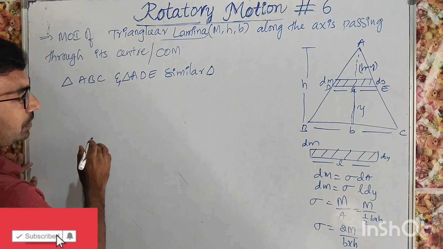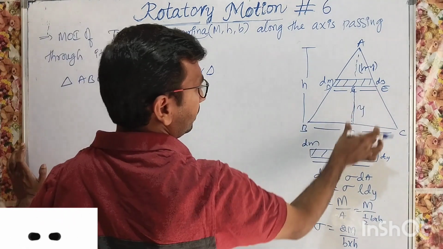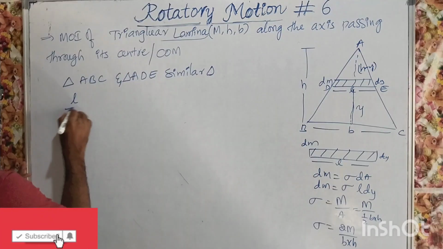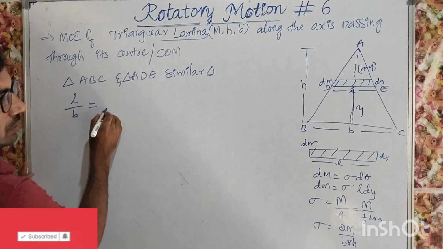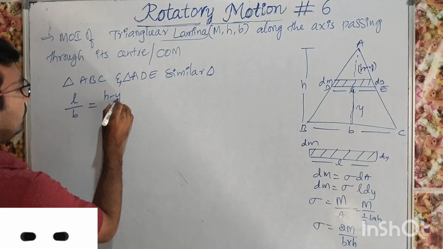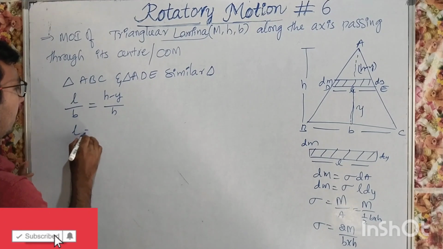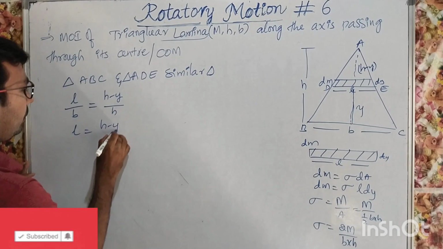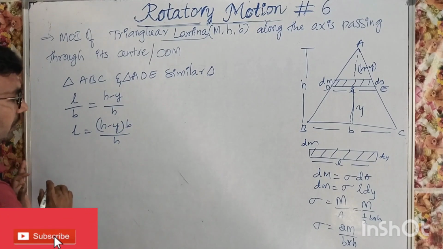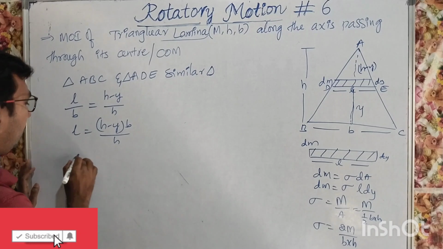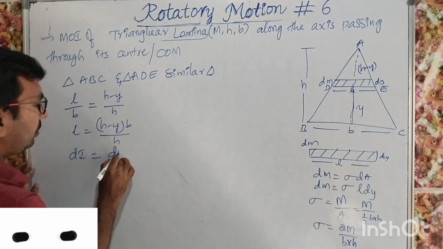Triangle ABC and triangle ADE are similar triangles. So from similar triangles we can write: length by base is equal to h minus y by h. So from that you can find L is equal to (h minus y) into b by h. Now you can find the moment of inertia: dI is equal to dm y square.